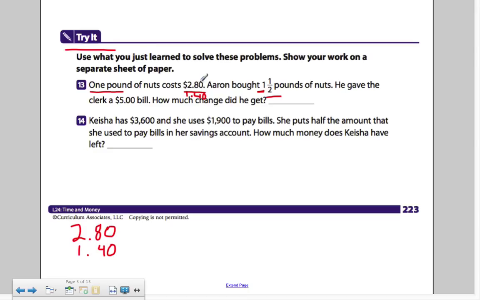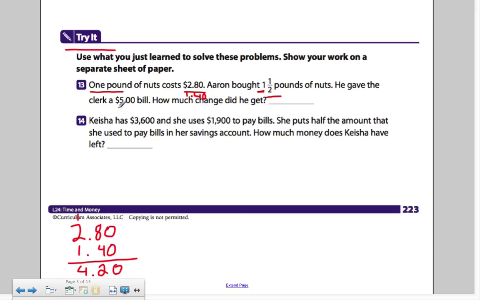So it's $2.80 plus the half together, and that's going to get you 0 plus 0 is 0. 8 plus 4 is 12. Carry the 1. 1 plus 2 plus 1 is 4. $4.20. Now we're not even done yet.